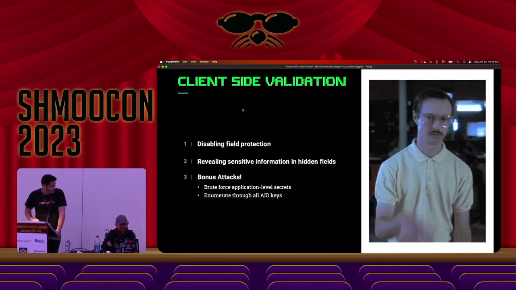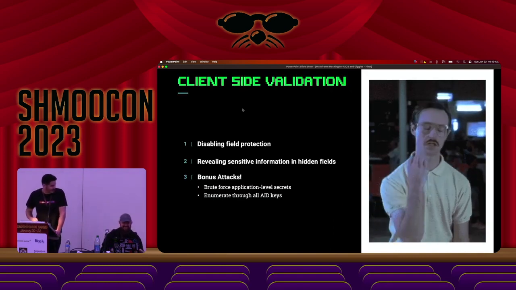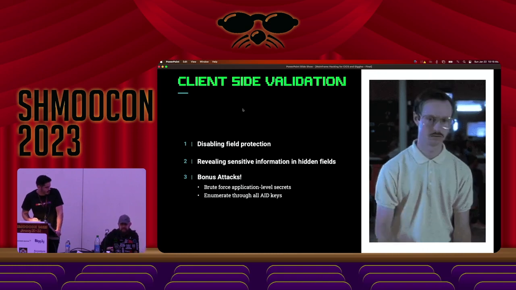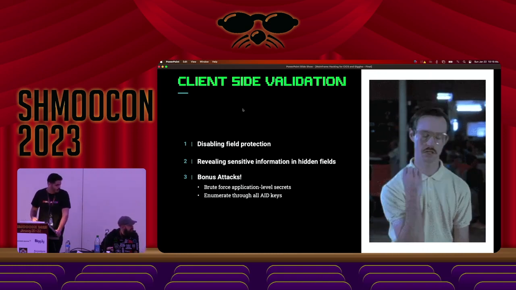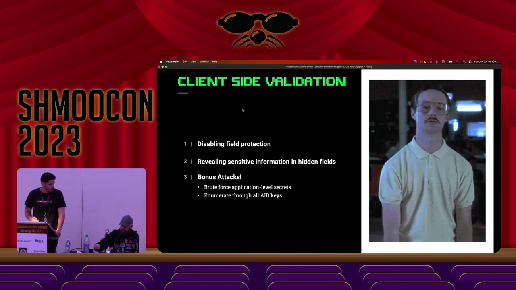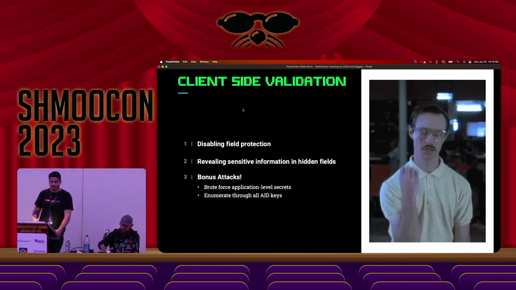All right, so we even have some bonus attacks. So not only are we disabling field protections and discovering sensitive information in hidden fields, we're also brute forcing application level secrets and enumerating through all the known attention identifier keys.